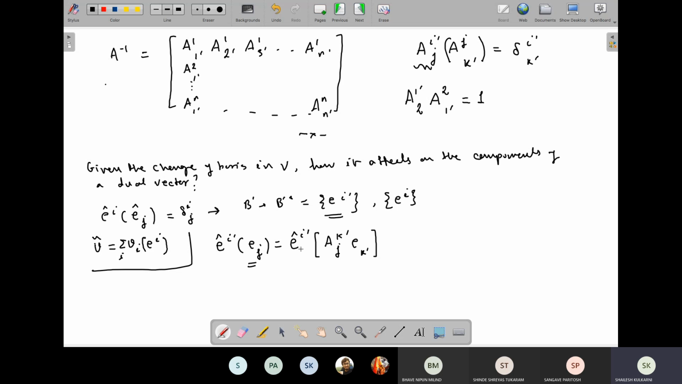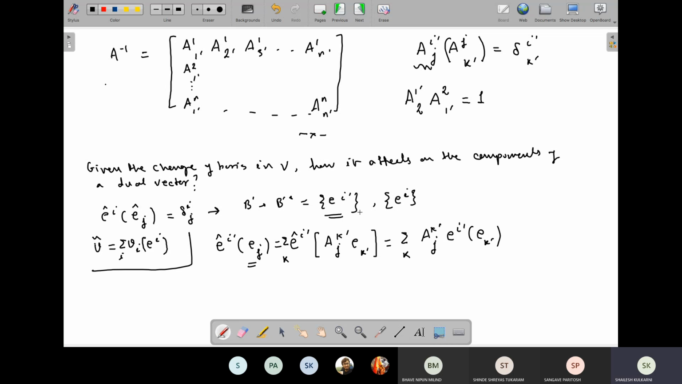But these are linear functionals, and these A K prime J's are numbers. So remember, there is a summation over K prime. So this is equal to the summation over K prime, where E I prime acts on this. I will take out A K prime J, and then E I prime acting on E K prime.